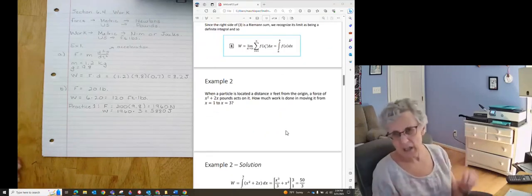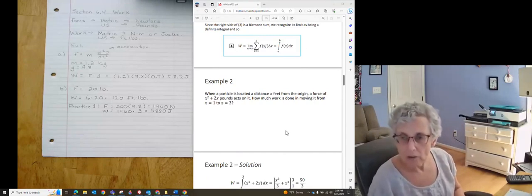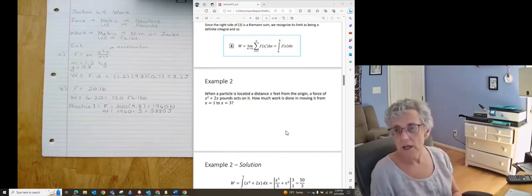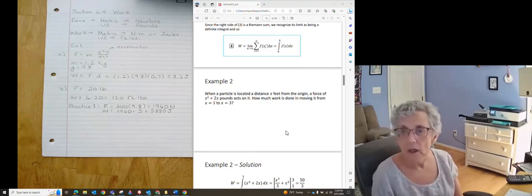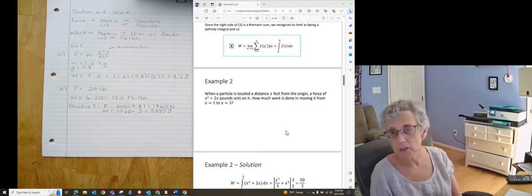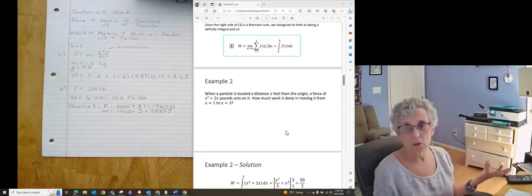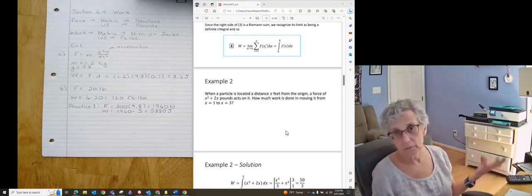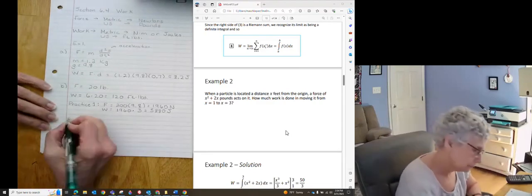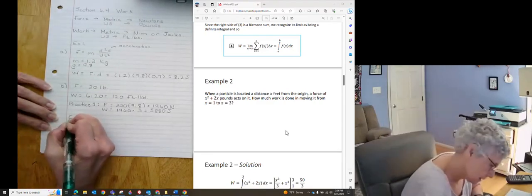Let's look at an example. A particle is located at a distance x feet from the origin. A force of x squared plus 2x pounds acts on it. How much work is done moving it from x equals 1 to x equals 3? That's a job for an integral. That's this example 2.